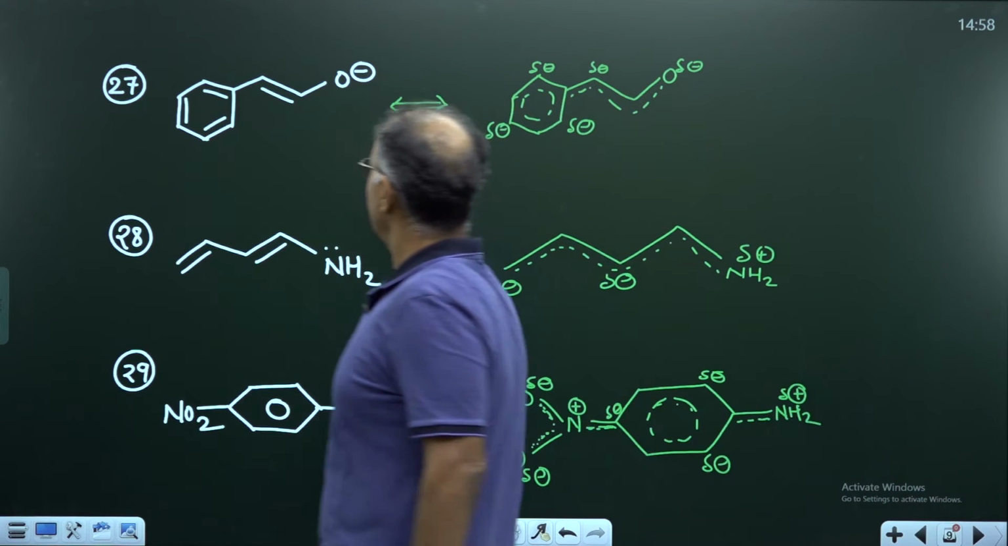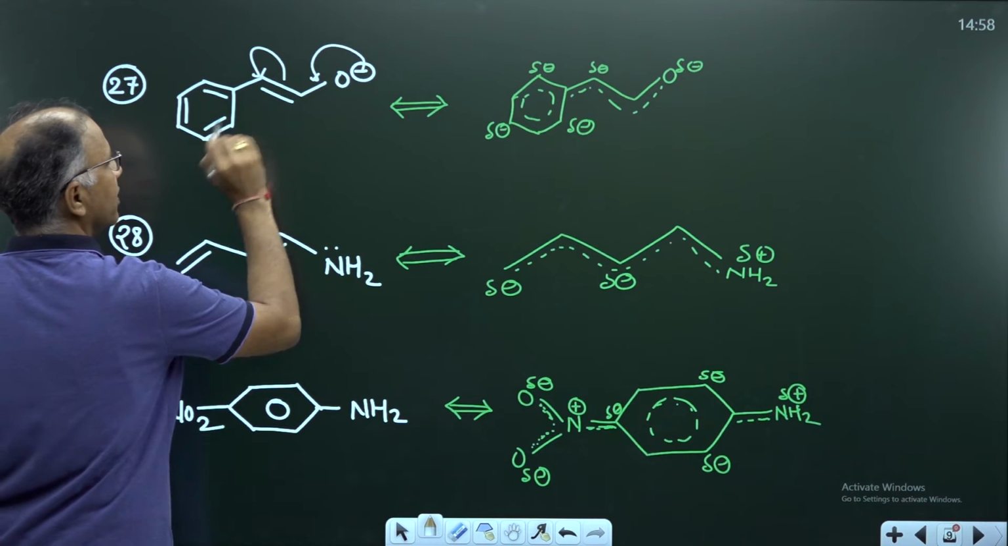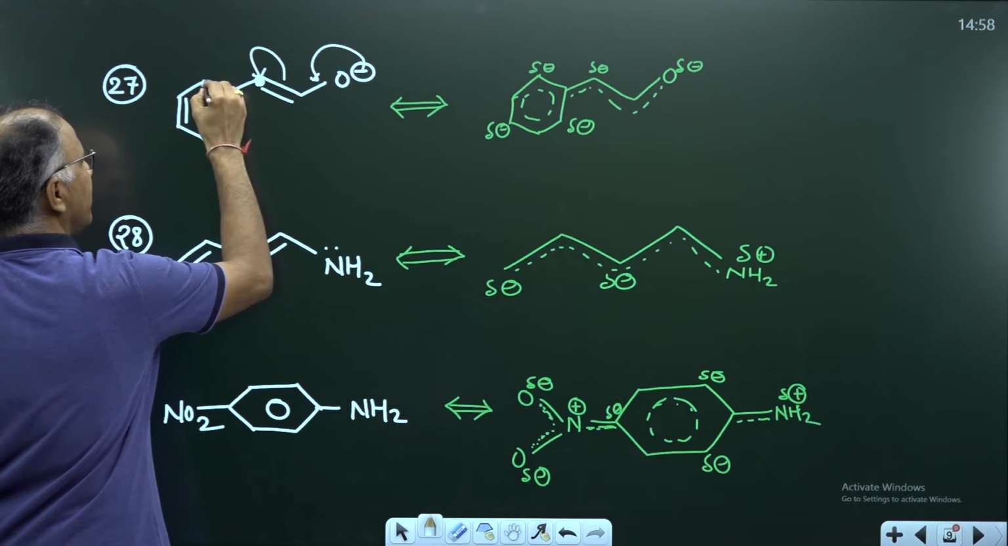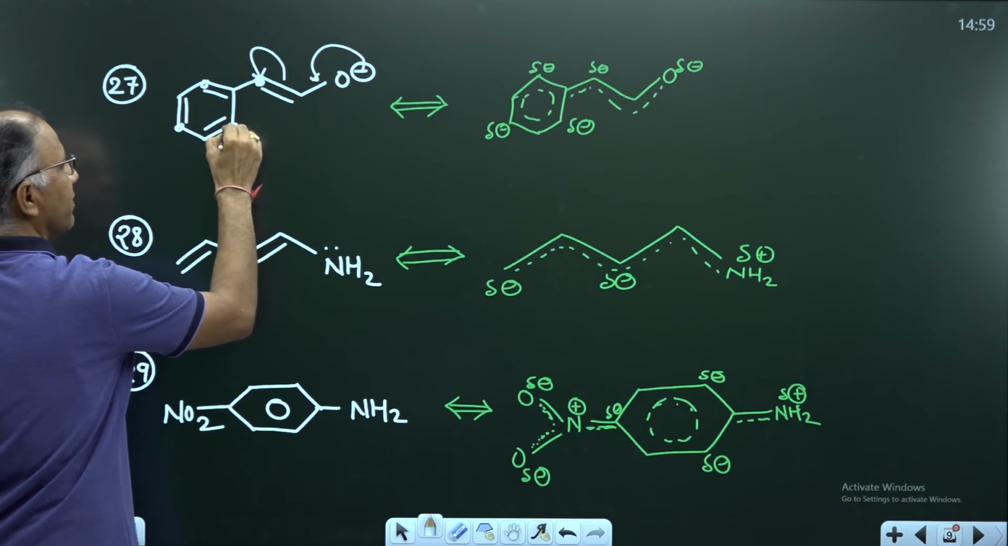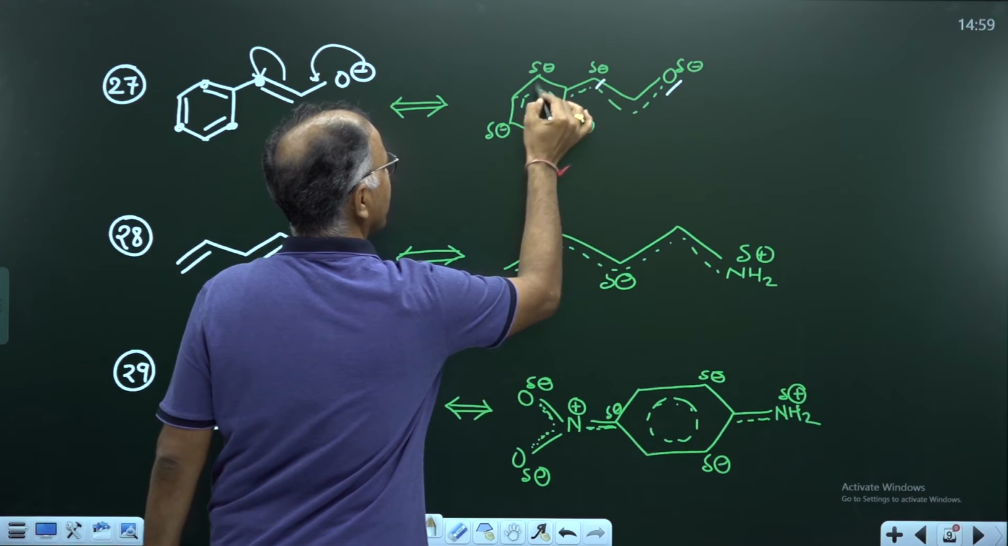Now let's start with the 27th example. The lone pair converts into pi bond to lone pair. This means the negative charge will be on this carbon, then this carbon, then this carbon, this carbon. Then this is the resonance hybrid: negative charge on oxygen, then carbon, carbon, carbon, carbon.